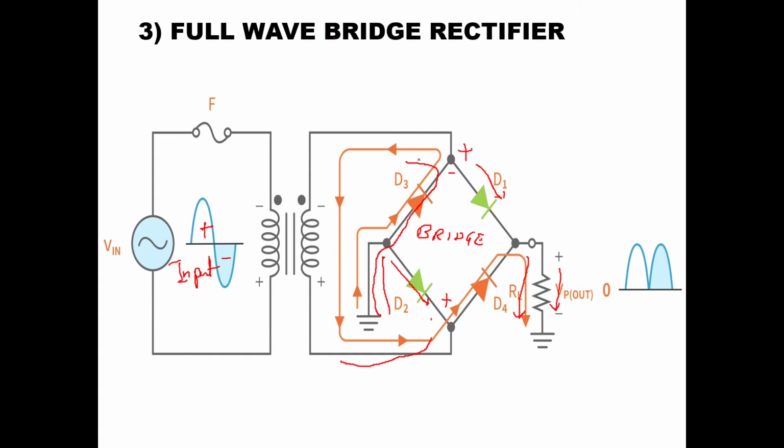So if you see the input as positive and negative, here you can see the output is positive for positive input, and for negative input also the output is positive. That means both half cycles will be converted into positive half cycles at the output. So it is called a full wave rectifier, and because you are using a four diode bridge, it is called a full wave bridge rectifier.